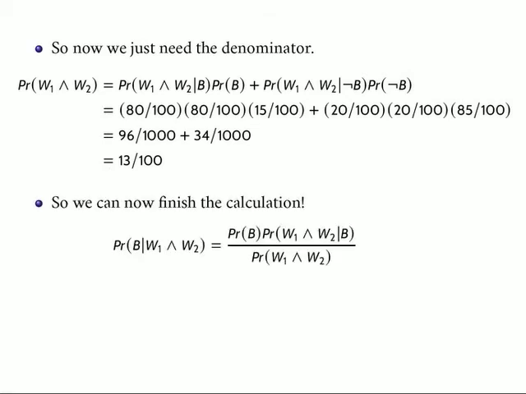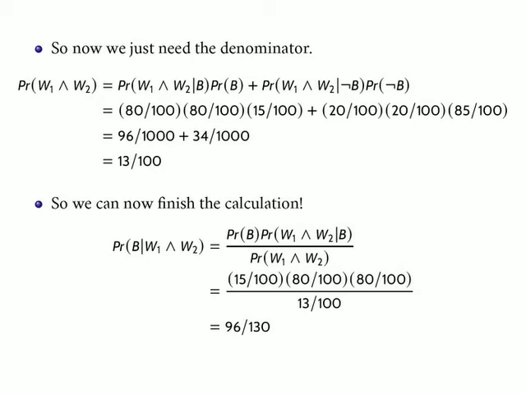So now we can simply finish the calculation. So in the previous lecture, where we simply calculated the probability that the cab was blue, given just one witness coming forward and saying it was, what we got was that probability was about 41%.